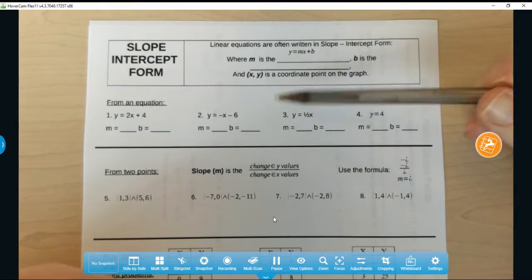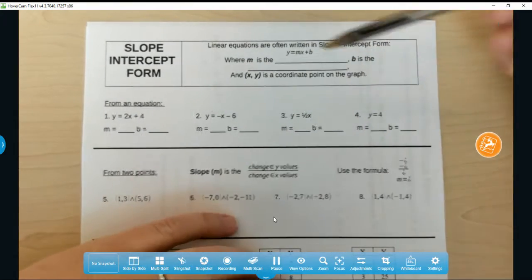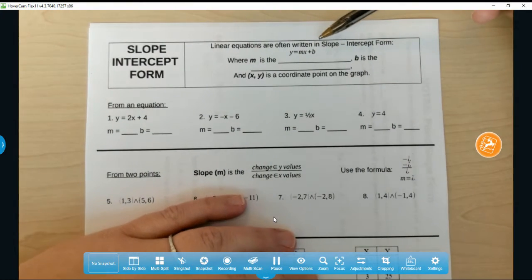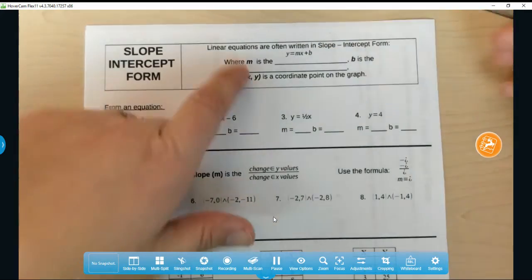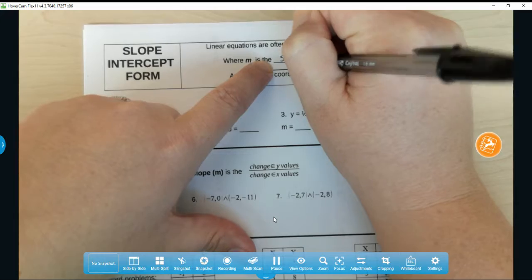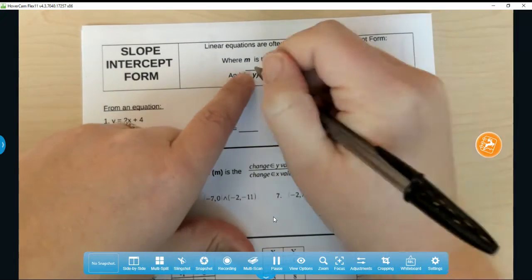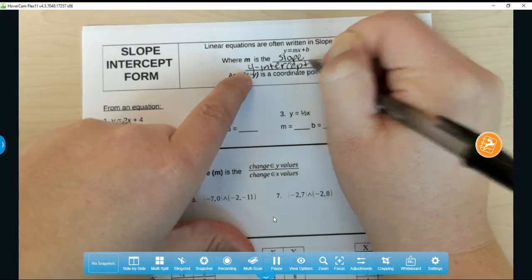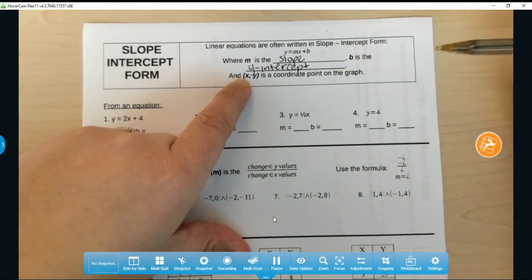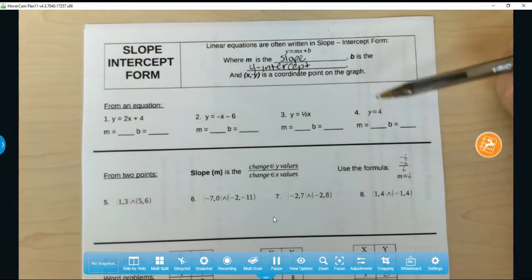So today we're going to be talking about slope-intercept form. Linear equations are often written in slope-intercept form, which is y equals mx plus b. We know m is the slope and b is the y-intercept, or where it crosses the y-axis. And then the x, y is going to be a coordinate point on the graph.